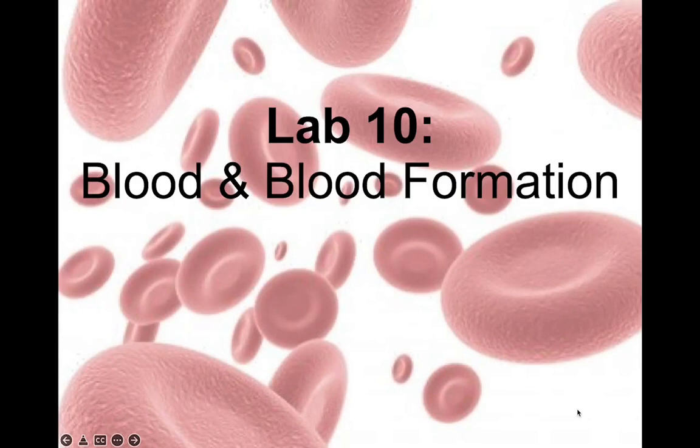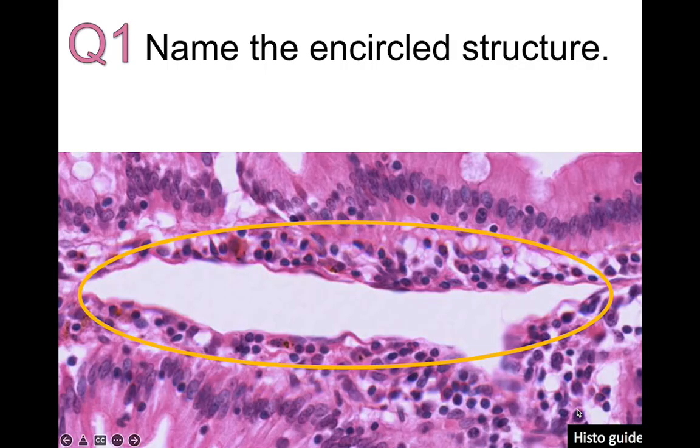Today we are going to discuss blood and blood formation. So we'll be covering blood cells and how they are formed. First, let's have some summary questions. The first question: name the encircled structure.